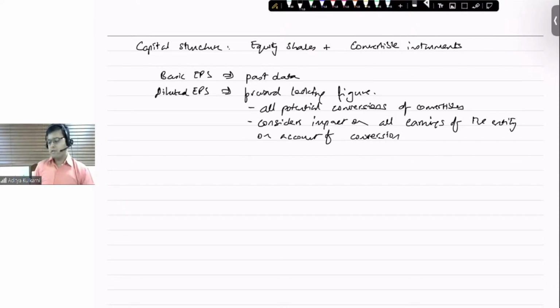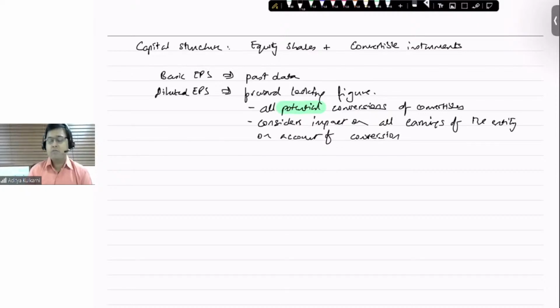On account of conversion. What does it mean? Suppose you convert. Yours is a debenture, for example. So debenture means there would be an interest liability. Now this interest liability is going to be considered for the purposes of calculating your diluted EPS. And is this actual conversion? No, it is just potential conversion.